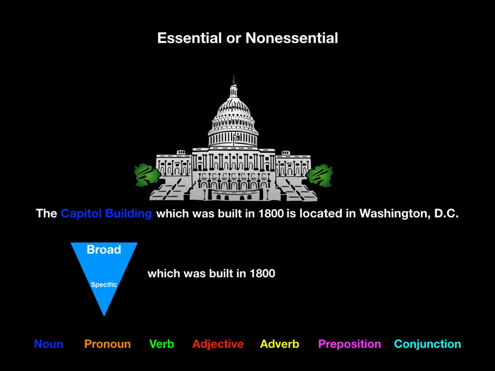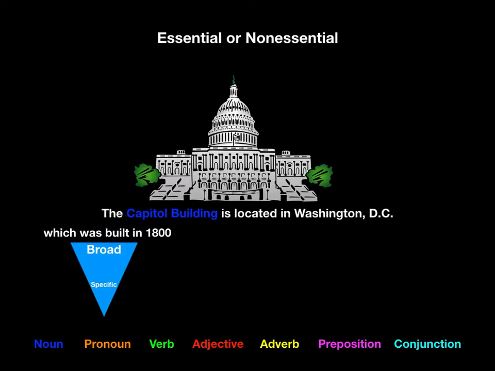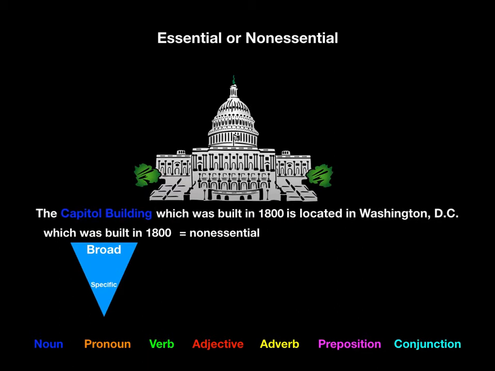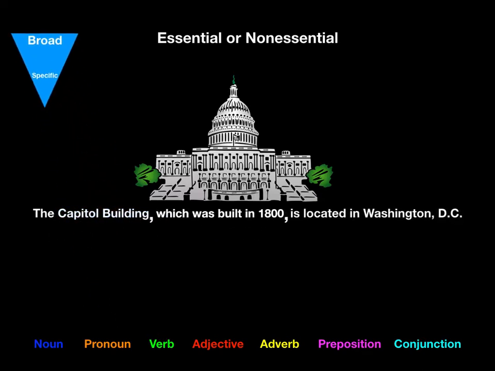Is this clause broader or more specific than the noun Capitol building? This information appears to be broader than the very specific noun Capitol building. If we eliminate this clause from the sentence, we have the Capitol building is located in Washington, D.C. This sentence retains all the necessary information in order for it to make sense. Therefore, which was built in 1800 is non-essential. We will then place commas around the term and reincorporate this clause back into the original sentence. The Capitol building, comma, which was built in 1800, comma, is located in Washington, D.C.